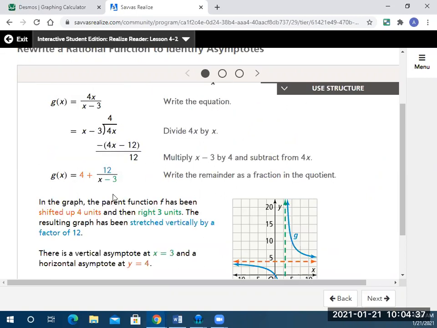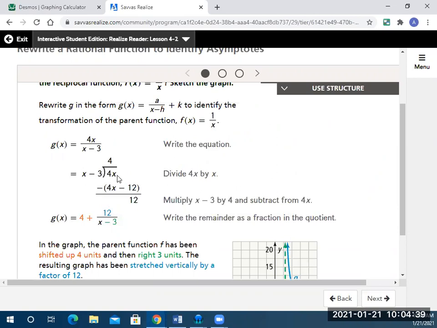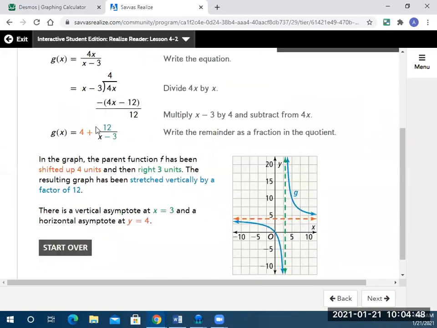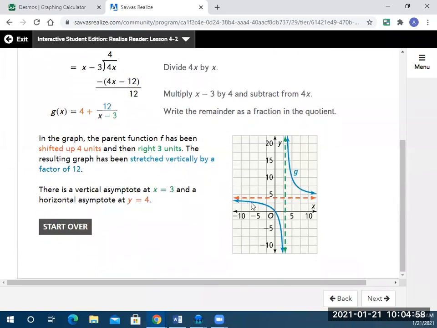So here it's just showing us the same steps that we just did. X minus 3 goes into 4x 4 times. You're left with a remainder of positive 12. You put your remainder over x minus 3, and you have 4 plus 12 over x minus 3, or this, it's the same as 12 over x minus 3 plus 4. And then here is the graph of the function. It shifted to the right 3, and it shifted up 4.